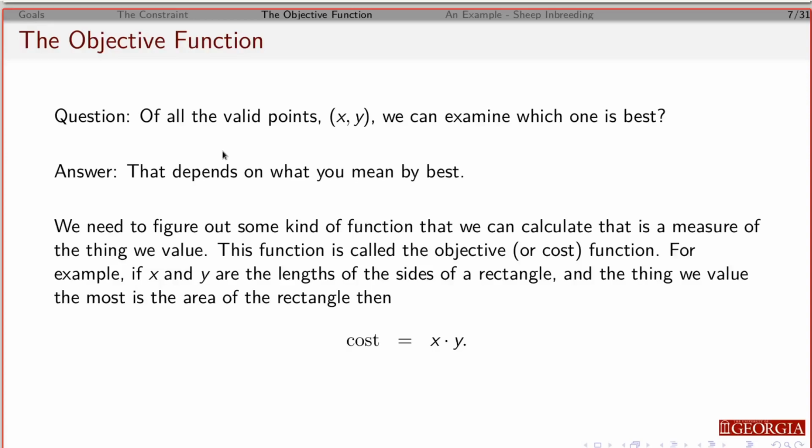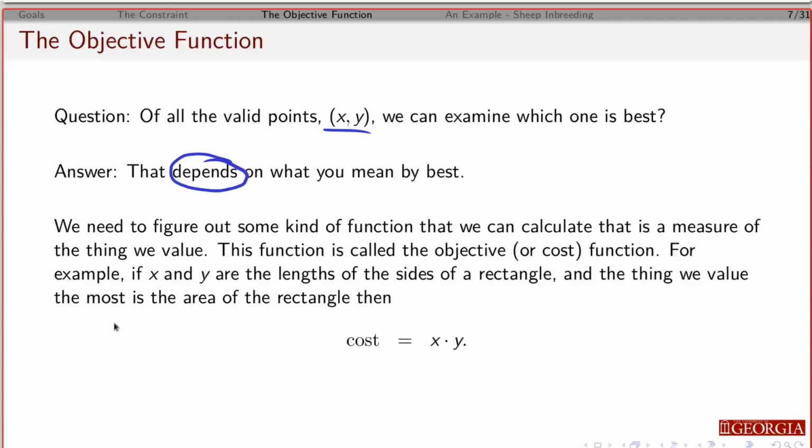So what does optimal mean? Well, it depends on the context. So if I'm looking at all these different points and I want to know which one is best, what is best really depends on the context. And oftentimes what happens is, even for the same problem, different people may come up with a different function that defines what is best.